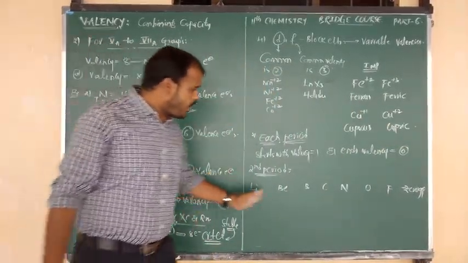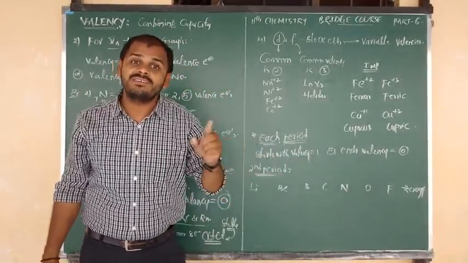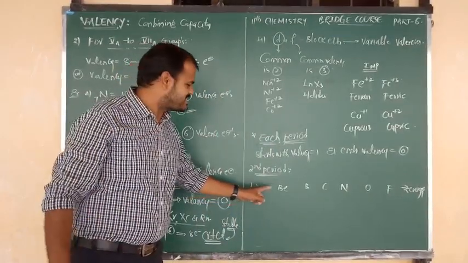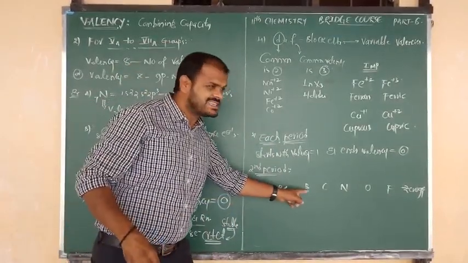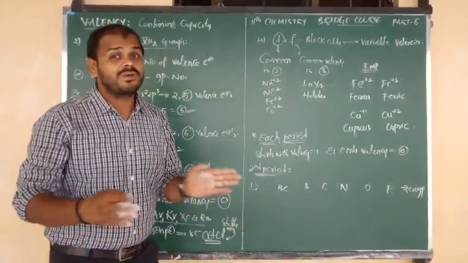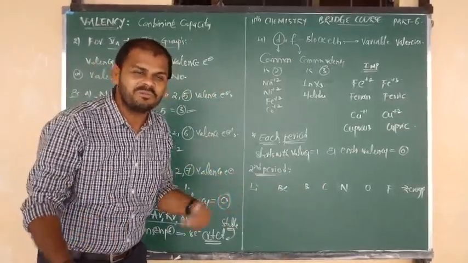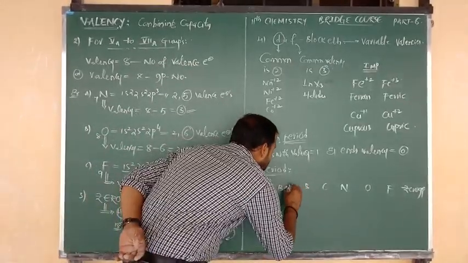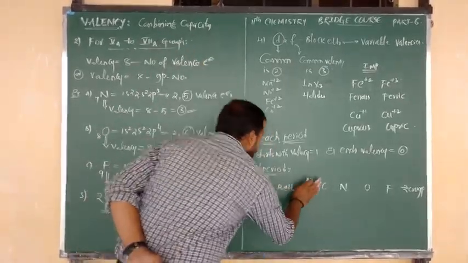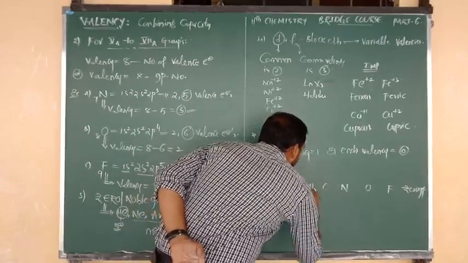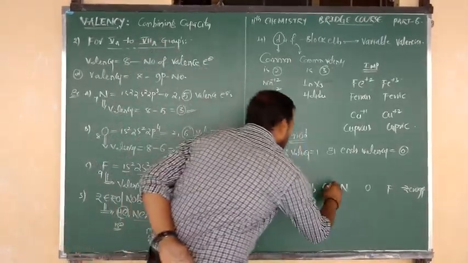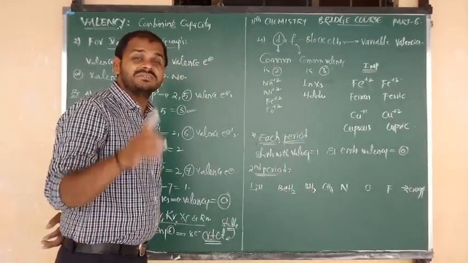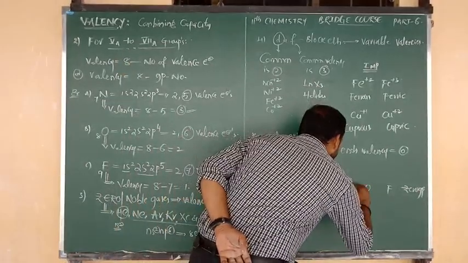Now suppose all the second period elements are combining with hydrogen. First group, 1 valence electron, 1 combining capacity. Second group 2, this is 3, and this is 4. Because from 1A to 4A group, the valence equals the group number. So lithium can combine with 1 hydrogen. Beryllium can combine with 2 hydrogen, BH2. Boron can combine with 3 hydrogen, BH3. Carbon can combine with 4 hydrogen, CH4. And nitrogen can combine with 3 hydrogen, NH3.